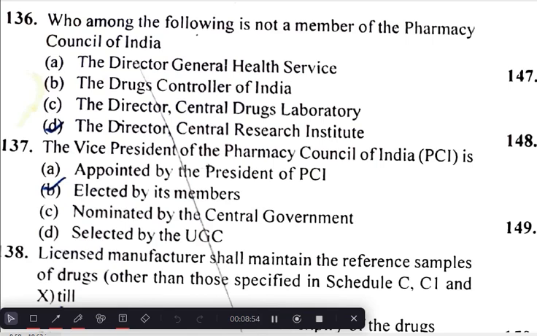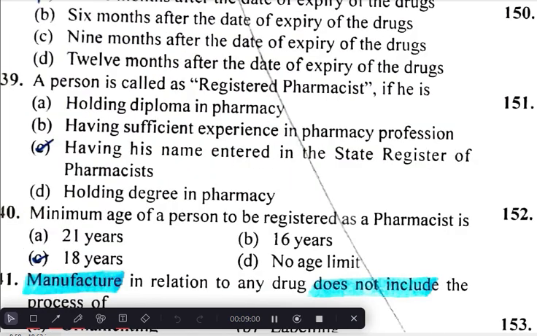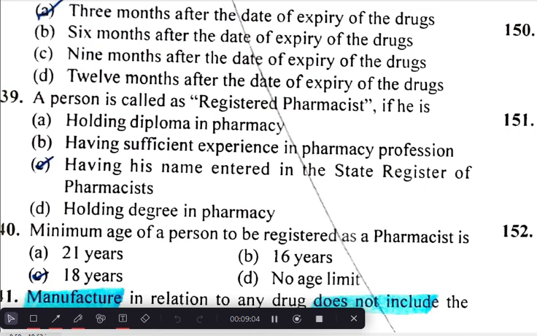Licensed manufacturers shall maintain the reference samples of drugs other than those specified in Schedule C, C1 and X till what period? 3 months after the date of expiry of the drugs. A person is called a registered pharmacist if he has his name entered in the state register of pharmacists. The minimum age of a person to be registered as a pharmacist is 18 years.